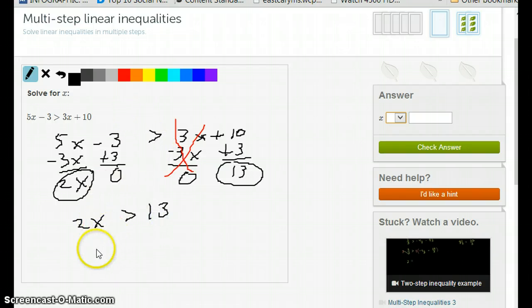Okay? And so what's x equal to? Well, to get rid of this 2, we divide by 2 on this side, we divide by 2 on this side, and we get x is greater than 13 halves, which is the same thing as 6.5. So we have x is greater than 6.5.